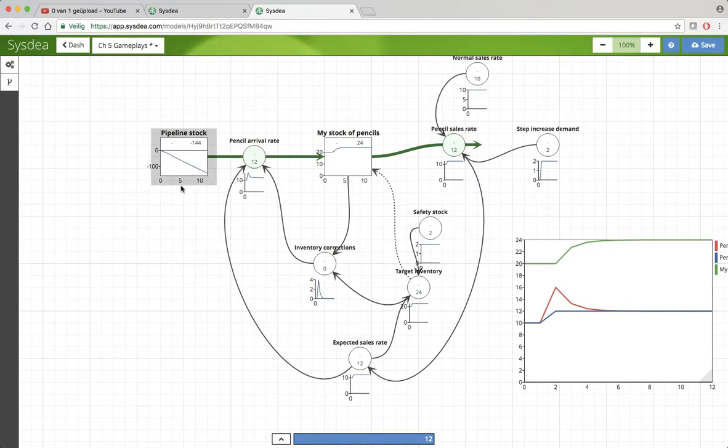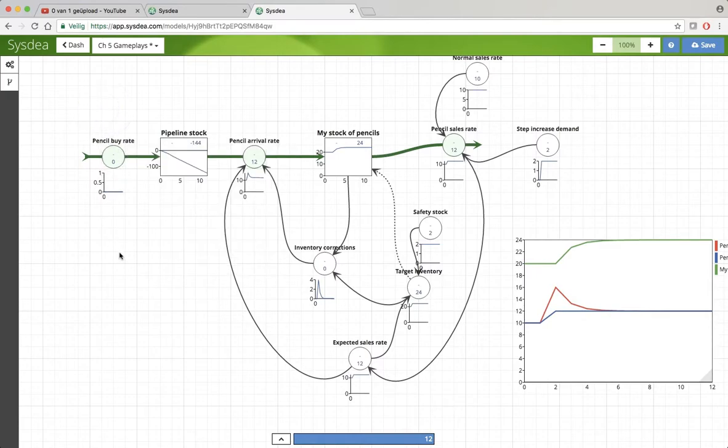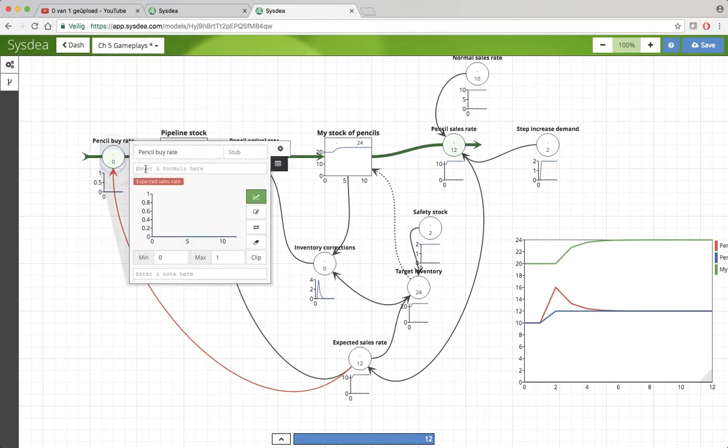You see again here that it gets quickly negative, so that's not what we want. We want the inflow of pencils to be up here into the ordering process up here, and so we need some kind of a pencil ordering rate, if you like, the pencil buy rate. So far so good, but how many will we buy? Well, of course, again, as many as we expect to sell.